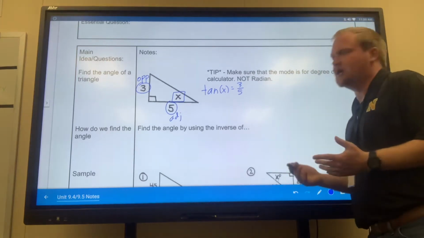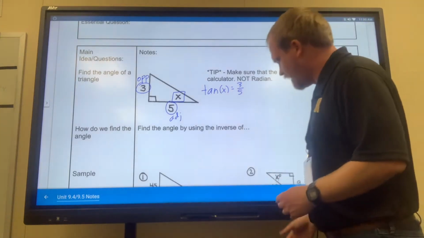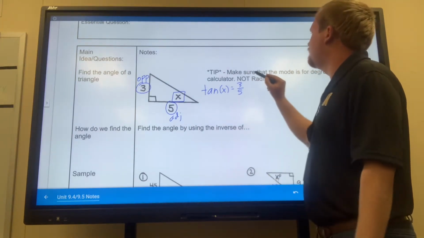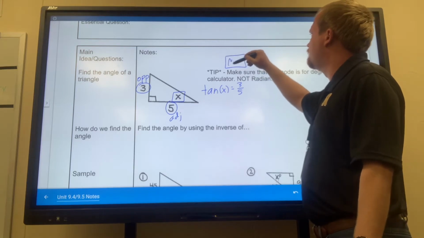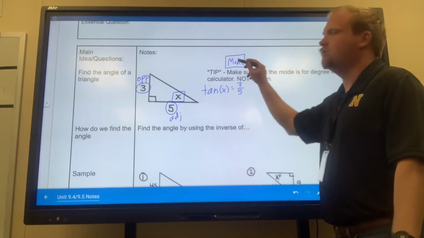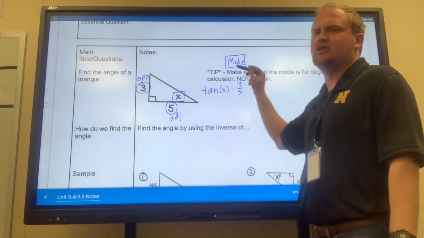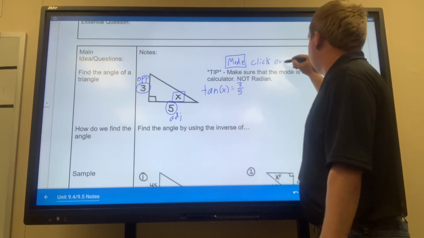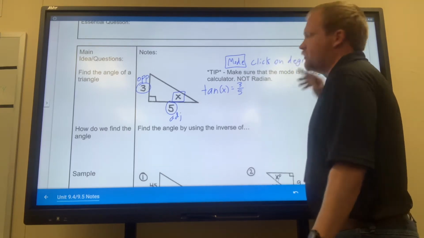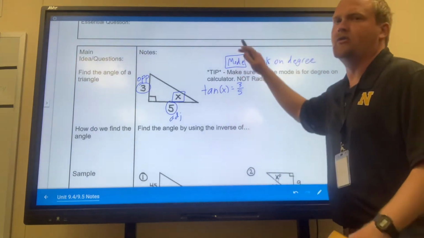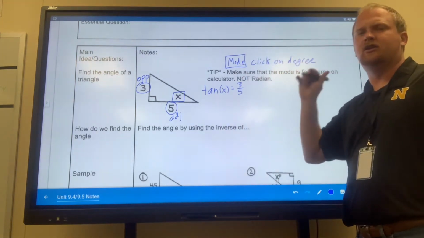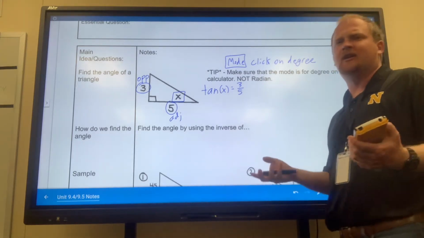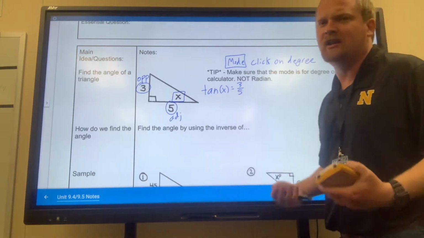Now, in order to solve it, I'm still going to need to use a calculator. But you want to make sure that the calculator is in degrees and not radians. You do that by checking your mode. Just go to mode, highlight where it says degree, click on it, and you should be good to go to find the angle. That's what we're focusing on today, finding the angle.